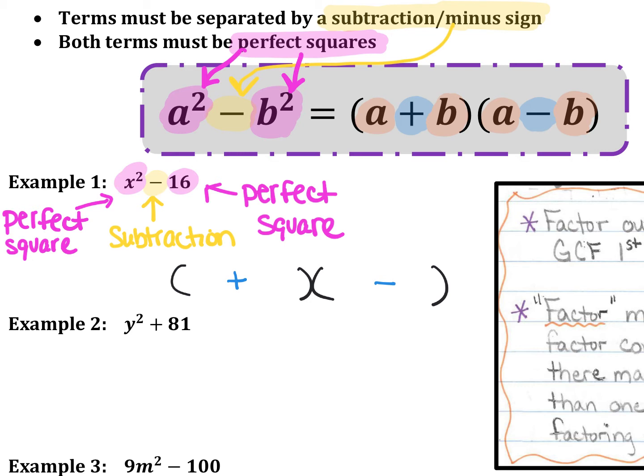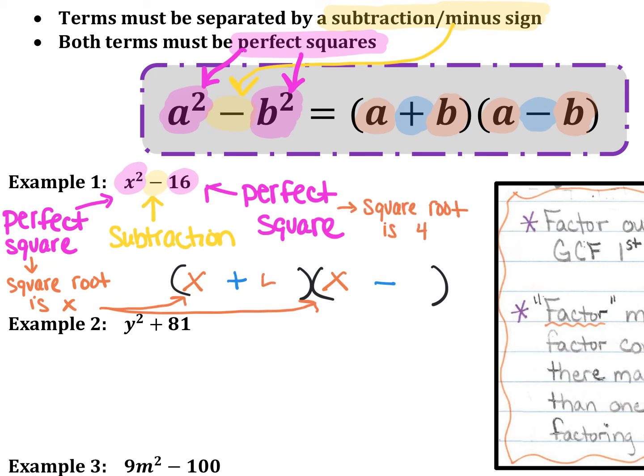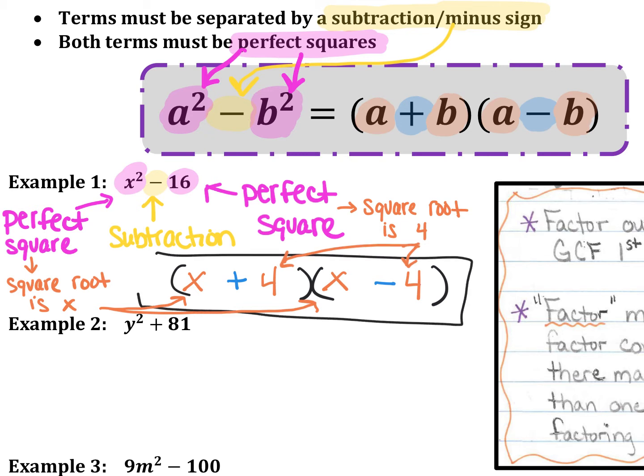And now let's look at that first perfect square. Remember x squared? We want to take the square root of that, and the square root of x squared is x. So I'm going to fill that in the front for each spot, right in front of the plus and the minus sign. And then I'm going to look at the second, or the final perfect square, which is 16. The square root of 16 is 4, so I'm going to fill that in to the second spot, after the plus and after the minus. And there you have it. Your completely factored answer is x plus 4 and x minus 4.